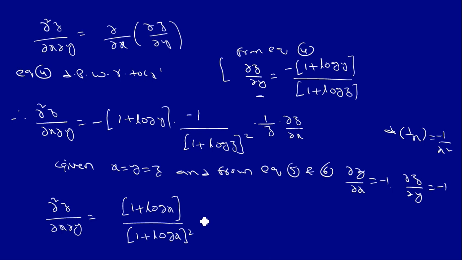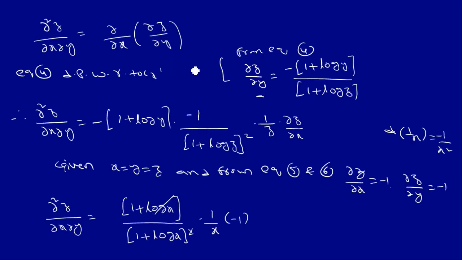What is the 1 by z here? I am going to substitute x equals y equals z now. So 1 by x, and dou z by dou x means minus 1. Here the 1 term and square will be cancelled. I am going to next line. Dou square z by dou x dou y equals minus 1 by x into 1 plus log x.